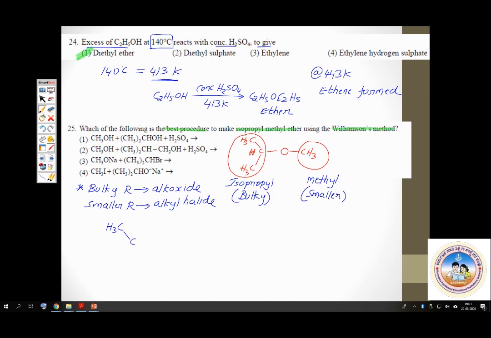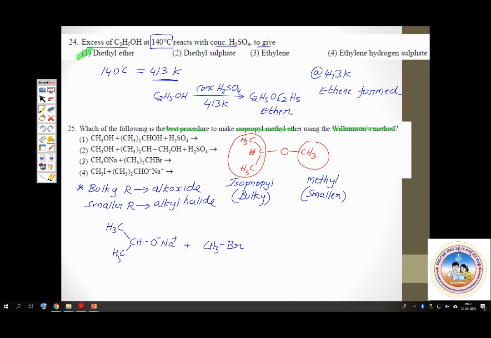Let's see which option has the correct combination. First option says methanol and isopropyl alcohol, wrong. Second option gives methanol, again wrong. Third option, the smaller methyl group is taken as alkoxide, that is wrong. Look at the fourth option, the smaller methyl group is taken as iodide, alkyl halide. The larger isopropoxide is taken as alkoxide. So option 4 fits into this explanation. Therefore the correct answer is option 4.